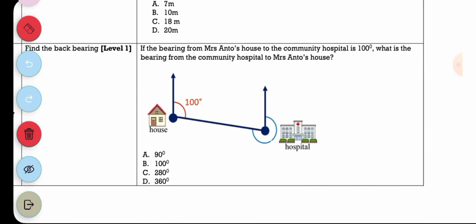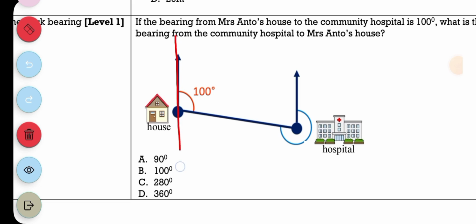The next question, if the bearing from Mrs. Anto's house to the community hospital is 100 degrees, what's the bearing from the community hospital to Mrs. Anto's house? So to begin, we draw our 4 cardinal points.